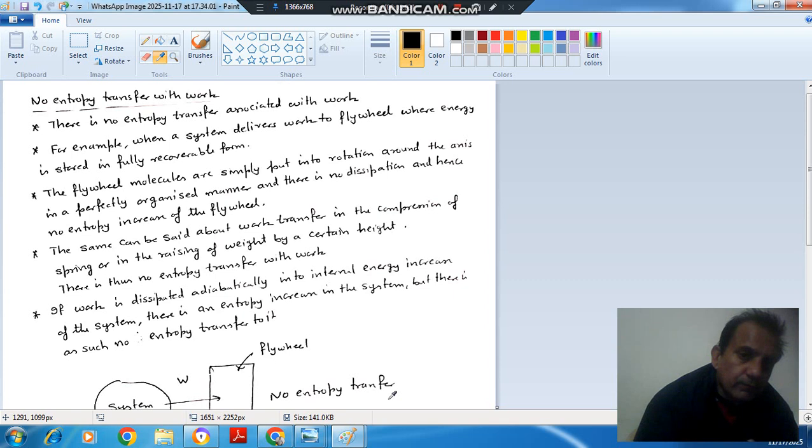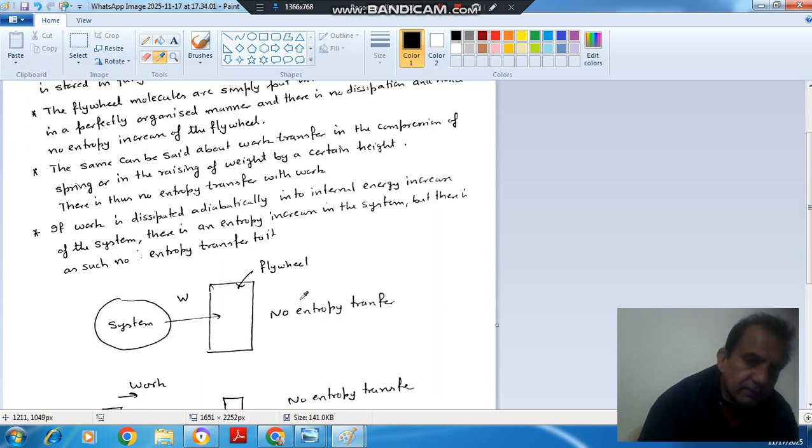Now we have studied that entropy is transferred with the heat flow. But with work there is no entropy flow. If we consider this system delivering work to a flywheel, the flywheel will start rotating. But this will be an organized rotation of each molecule. The respective distances of the molecules of the metal of the flywheel will not change, so there will be no disorder. That is energy transfer without any disorder of the molecules of the flywheel, so there will be no entropy transfer.